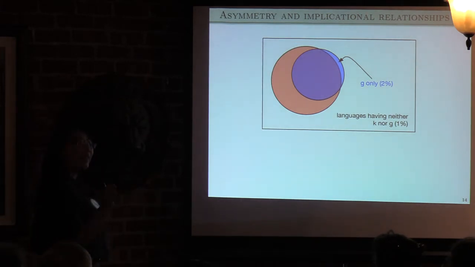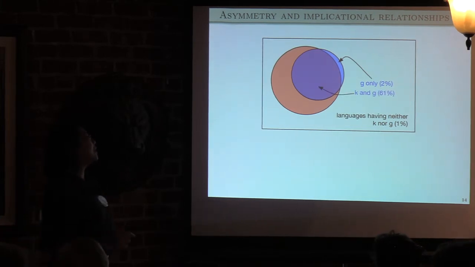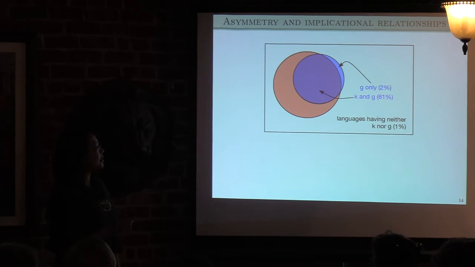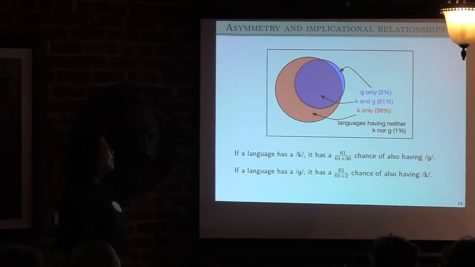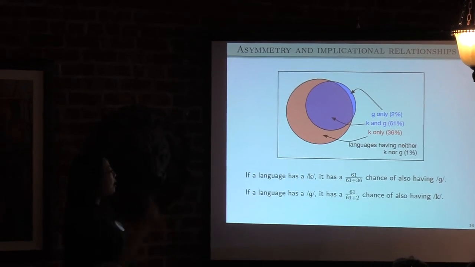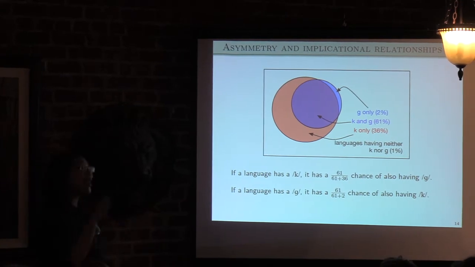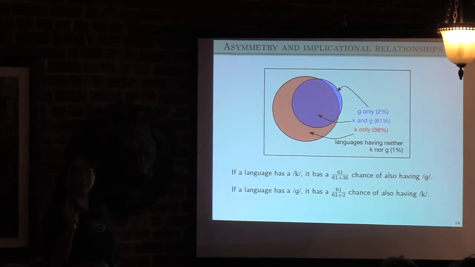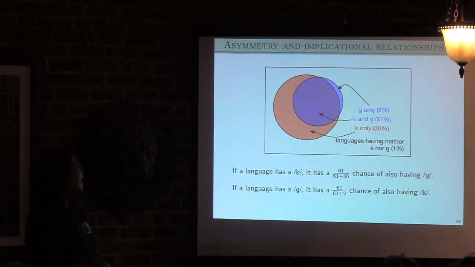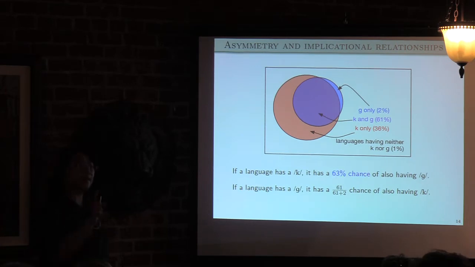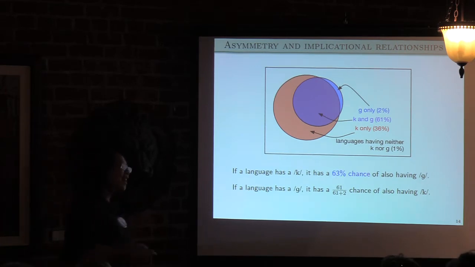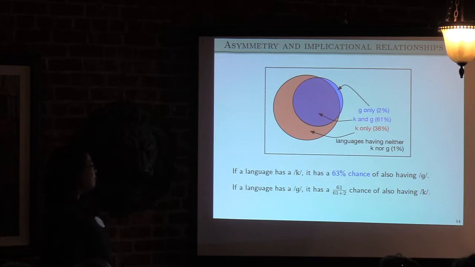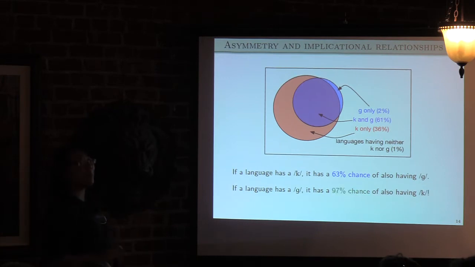the percentage of languages that have only a G, that's 2. Therefore, the percentage of languages that have both a K and a G, that's 61, and languages that have a K only, that's 36%. Okay, all of this is to get to this point right here. So if a language has a K, this is the implication part. If a language has a K, that means it has a 63% chance of also having a G. That's pretty good odds. I'd probably bet on it, but I'd rather bet on this, right? If a language has a G, it's almost certainly going to have a K, right?